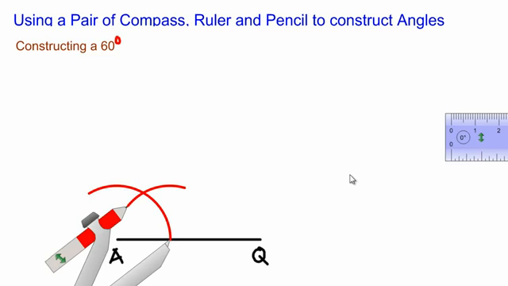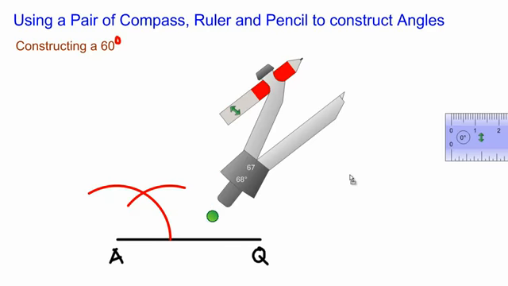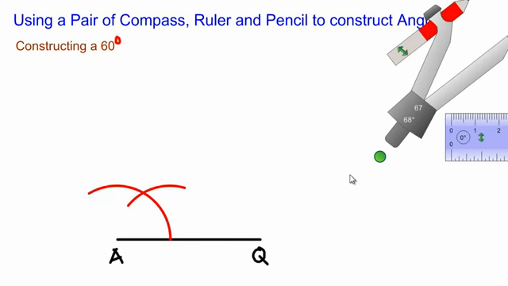Now I'm going to swing an arc from there, and where that arc cuts the first arc, I am going to draw a line. I am going to use my ruler and draw a line from A going through the point of intersection of both arcs. If you should measure that angle, you would get an angle of 60 degrees. So that's how easily you construct a 60-degree angle. Bye bye.